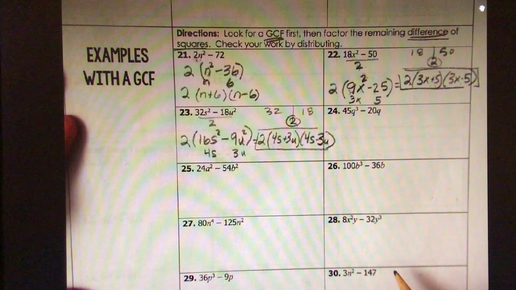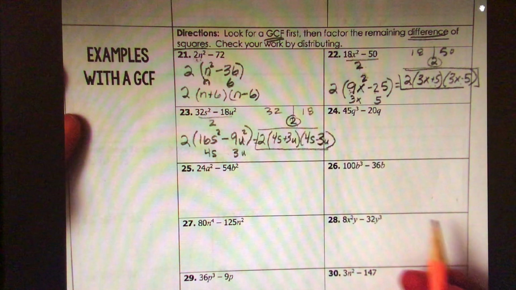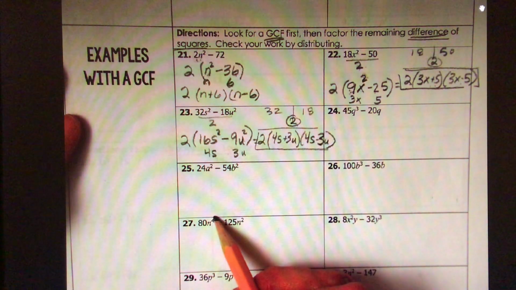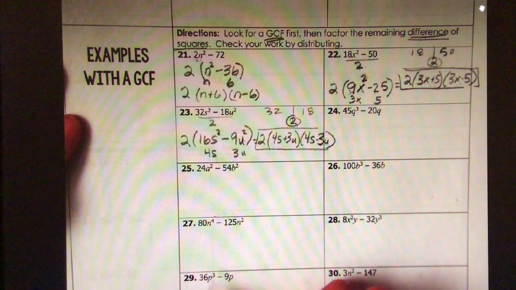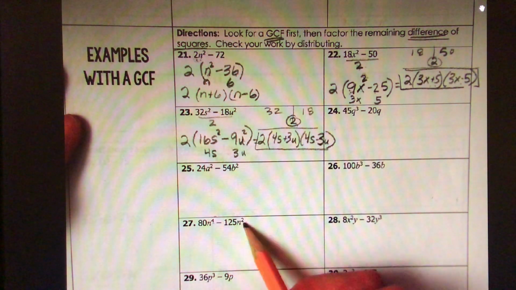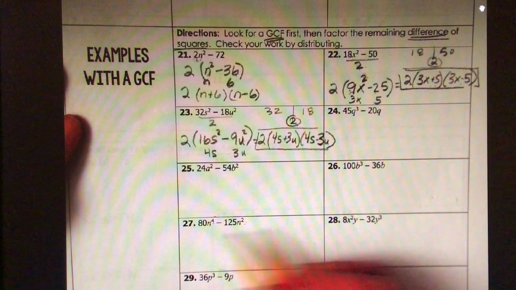Okay. Let's go down to something that looks, let's go down to 27. 27 is kind of fun, because I see a 4th degree or quartic binomial. So let's do this one.